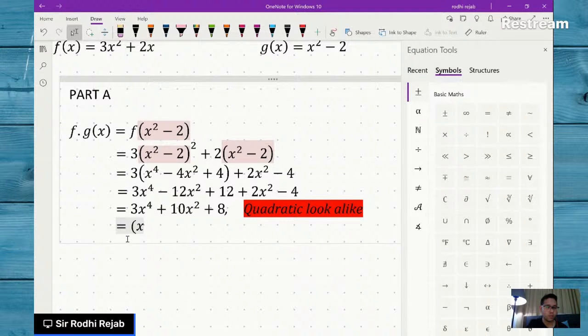x is negative 4. x is equals to, so x is plus 4, 3x. Plus 4, yes, I know. Put here.